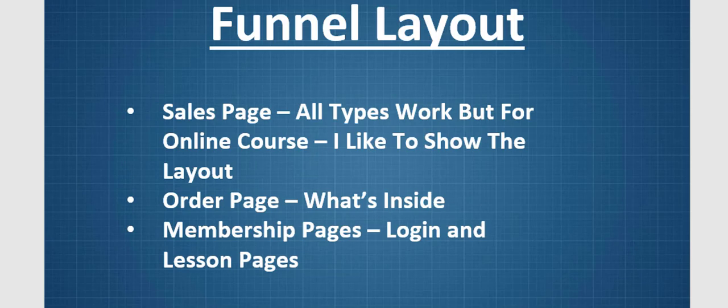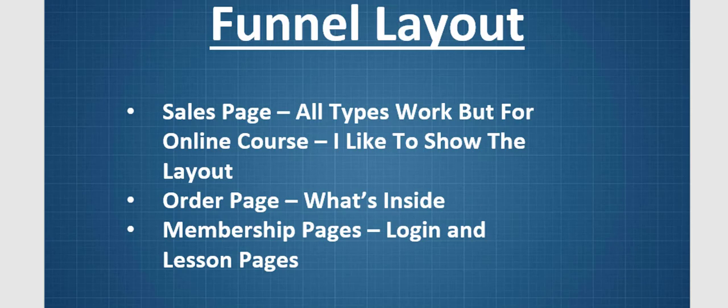Now, all types of sales pages work, but for your online course, I like to show the layout as far as what's inside the actual course, whether that's through an image, a screenshot, or a video if it's a VSL, and I actually walk them through what the course looks like. I'll show you an example of that here in a sec so you can see what I mean. Once that's set up, at the bottom of your sales page, you're going to have some type of buy button. Once they're like, yes, I want to be part of this course, you want a button for them to click that's going to take them to the next step, which is your order page.